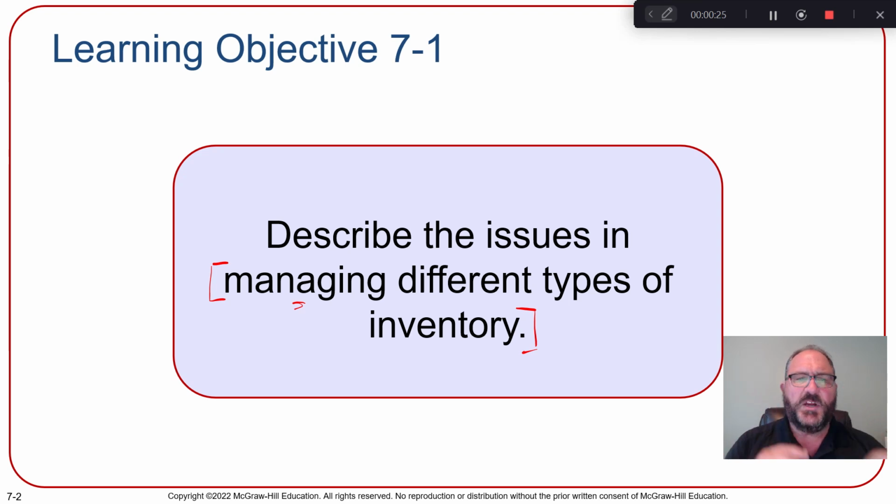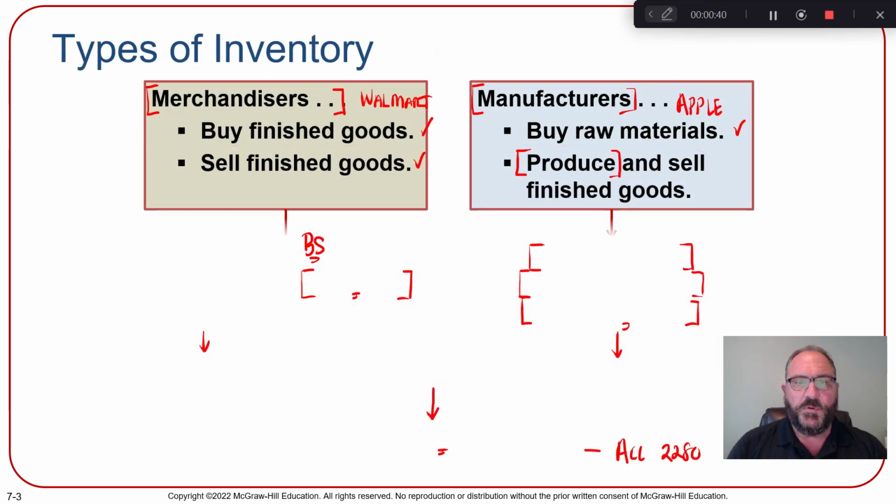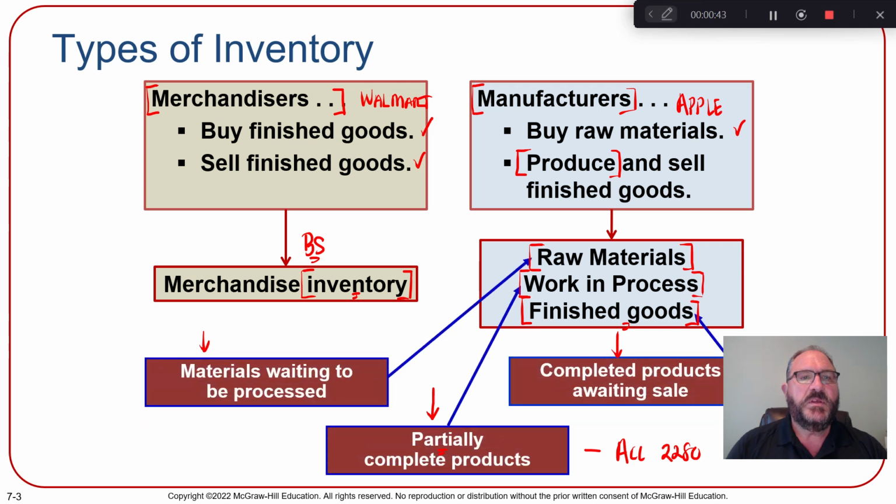So the first thing we're going to talk about is what are the different types of inventory. Depending upon the type of business, there are different types of inventory, and it also tells you something about the kind of business that it is. So for example, let's take a look here. All right, merchandisers, people that sell merchandise. For example, Walmart. They buy finished goods and they sell finished goods. On their balance sheet, they have something called merchandise inventory, or just inventory. But it's basically goods that are already done, okay?